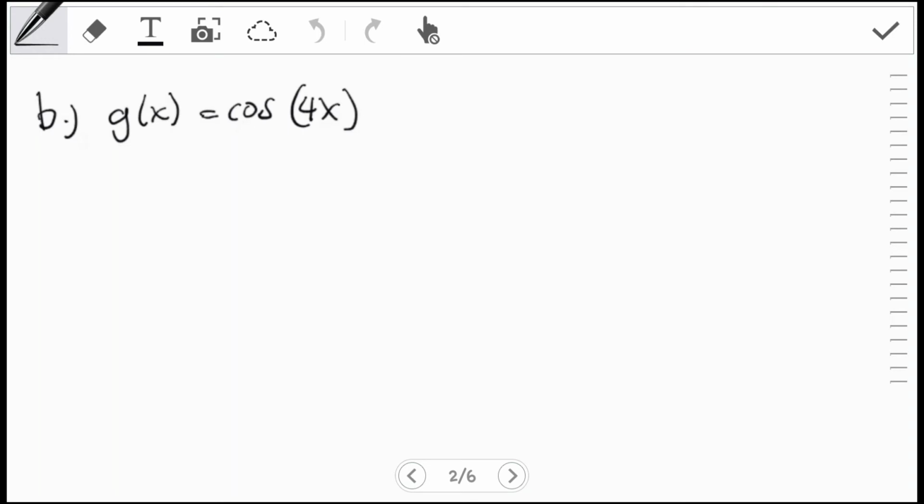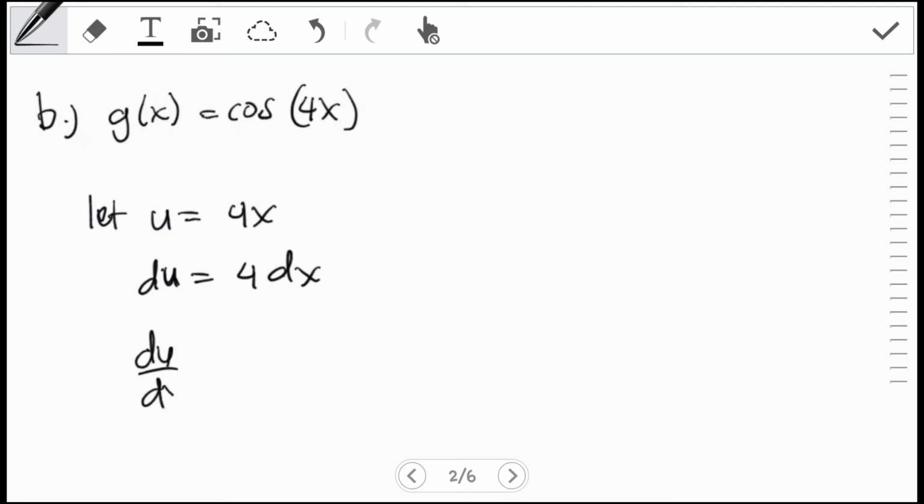What is the first derivative of g of x equals cosine 4x? So let u equal 4x. Let du equal 4 dx, because the derivative of 4x is 4. So we write here the 4 dx, where du over dx is equal to 4.